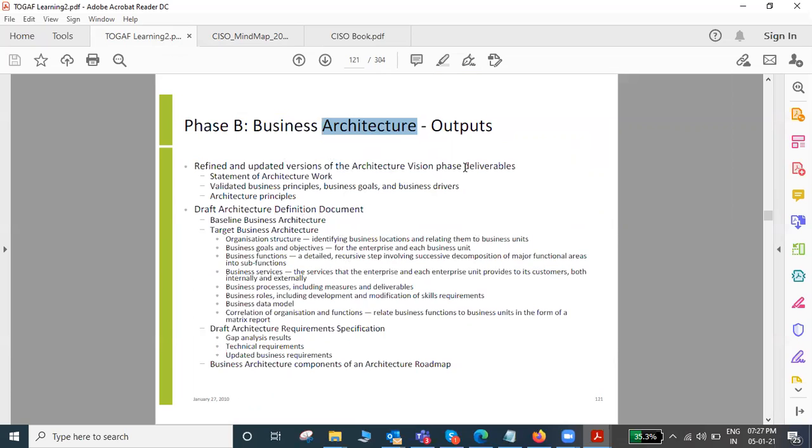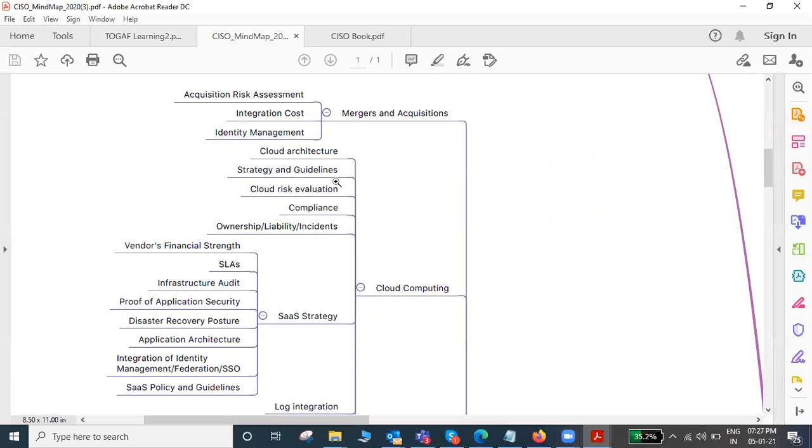But once you're going for the business, or you're part of the business, these are the things you will get, because mergers and acquisitions happen. Mostly companies are going to do mergers and acquisitions. So we have integration costing, identity management.